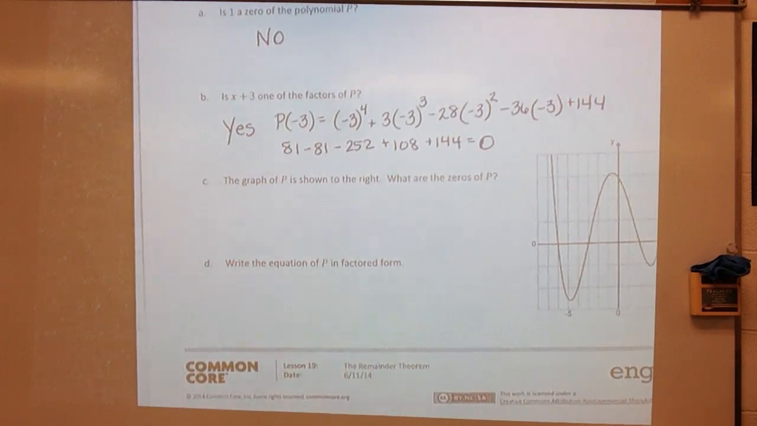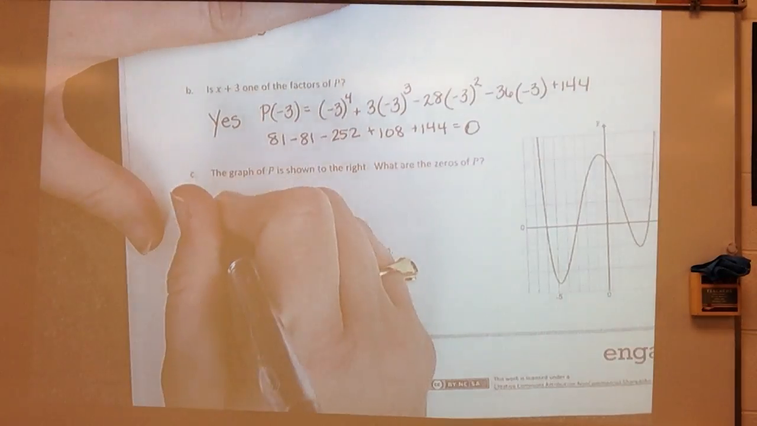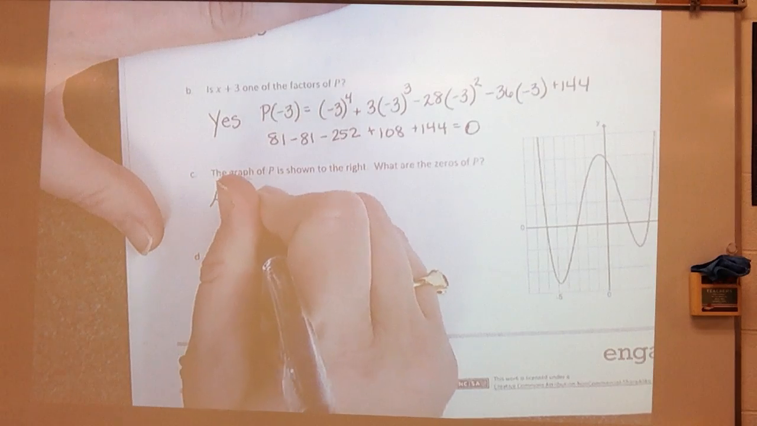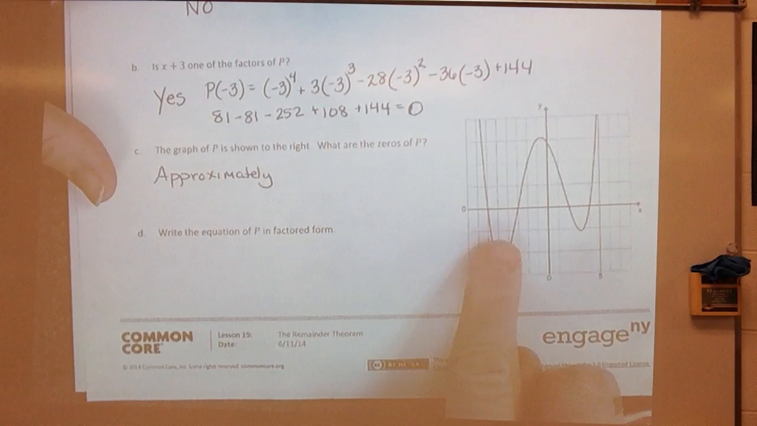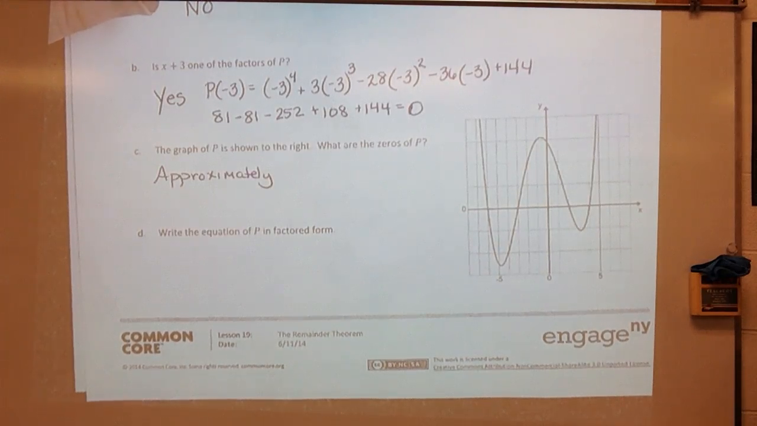The graph of p is shown to the right. What are the zeros of p? Now, this is kind of difficult, so we've got to be really, really careful. We're going to say approximately, because when we have a graph drawn out for us, unless we can actually prove it on a graphing calculator, then we're going to say approximately.